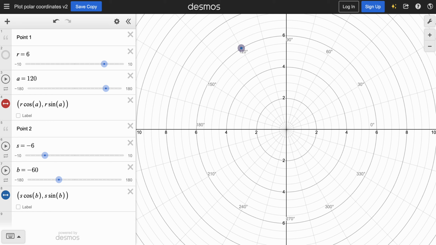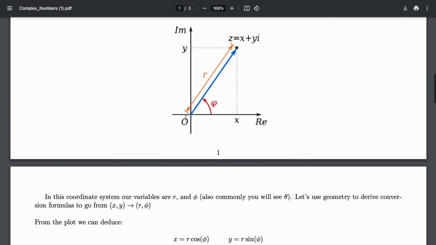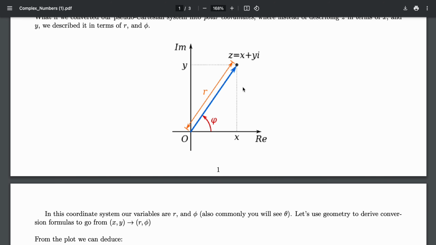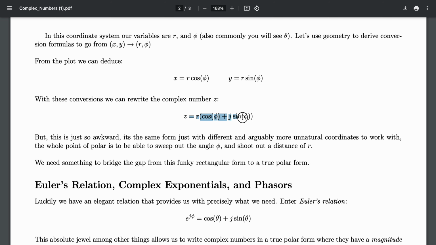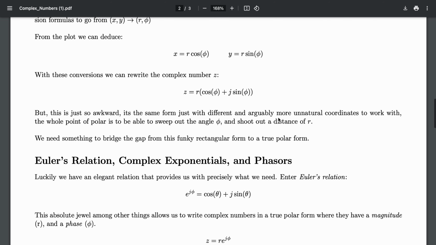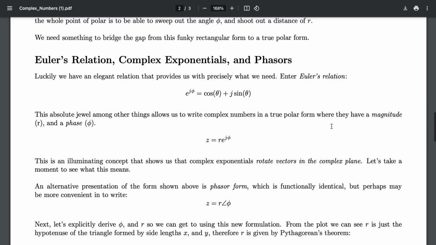So I think that we kind of want to get to a point like that where we can do the same thing with our complex numbers, where we can go out a certain distance and then sweep out that angle phi. But this isn't going to cut it. This is still in rectangular form. So we need something to bridge the gap from this funky rectangular form to a true polar form.